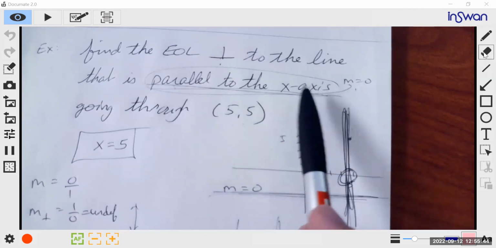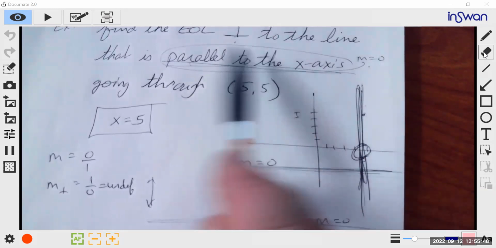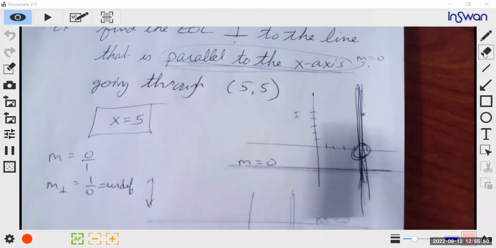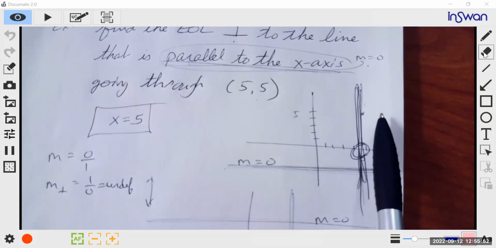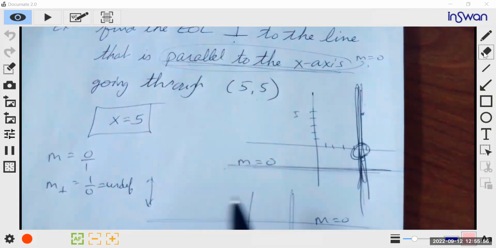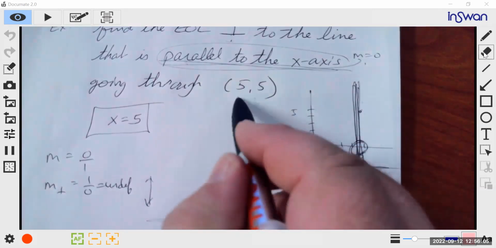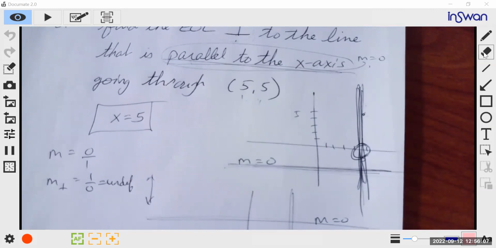So work backwards. Where's the x-axis? That's horizontal. It's parallel to it, so it's also going to be horizontal. We have to know the slope of horizontal lines. That's 0. So we're looking for the line that's perpendicular to it. Start from the inside piece of information, work your way out. And then perpendicular and parallel lines usually only have either x equals or y equals.